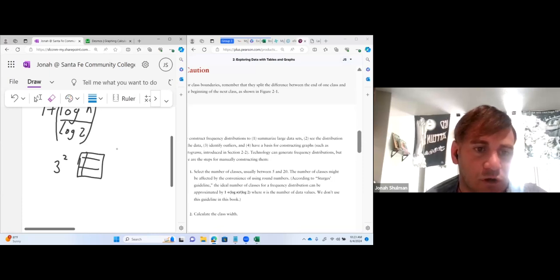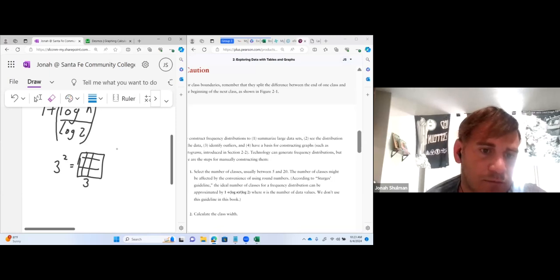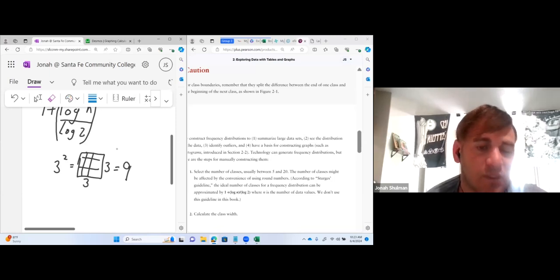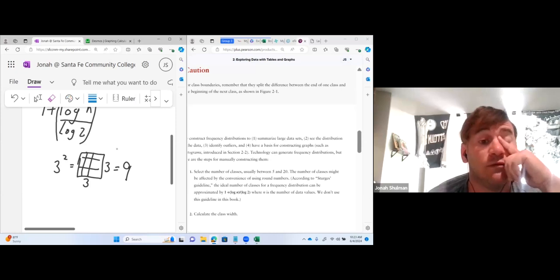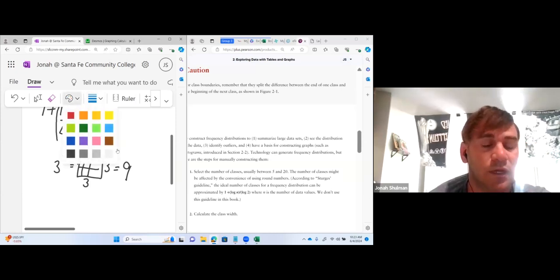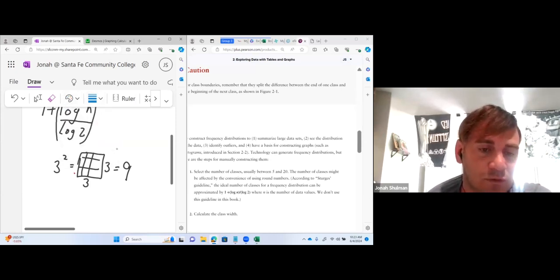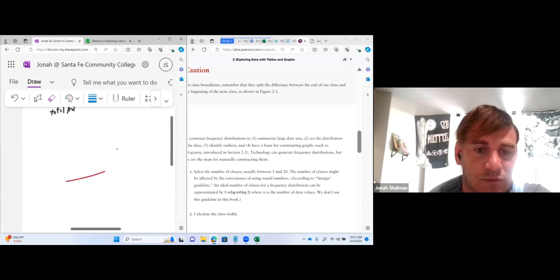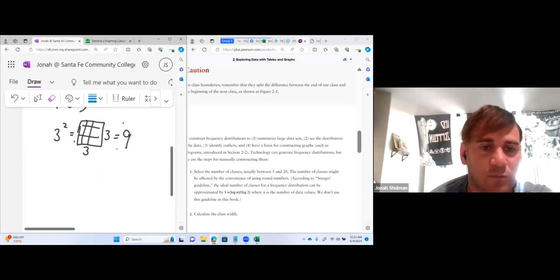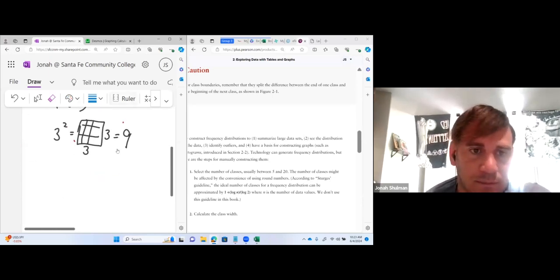3 squared, you just draw a square with 3. This means I have a square with side length 3. What is 3 times 3? 9. Ta-da. And normally to get rid of it, we would do, get ready for this, a fancy square root. So if I have a box of area 9.